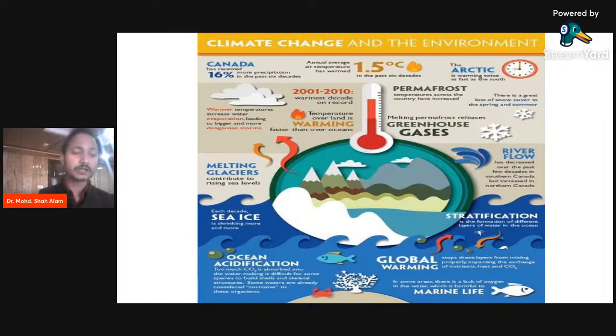Global warming stops these layers from mixing properly, reducing the exchange of nutrients and increasing the heat and carbon dioxide in the oceans. Ocean acidification is also contributing to climate change. Too much CO2 is absorbed into the water, making it difficult for some species to build shells and skeletons, like clams or seashells. The coral reefs of the Great Barrier Reef also decline due to ocean acidification and the high rise in the temperature of the sea.